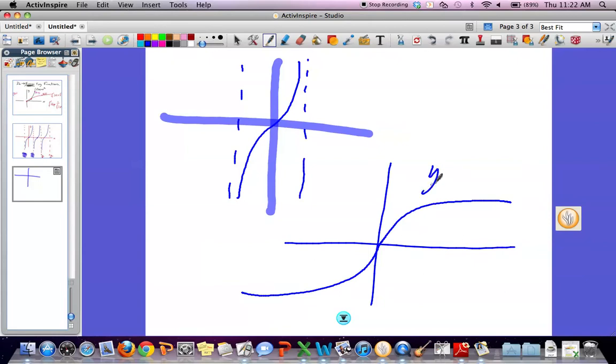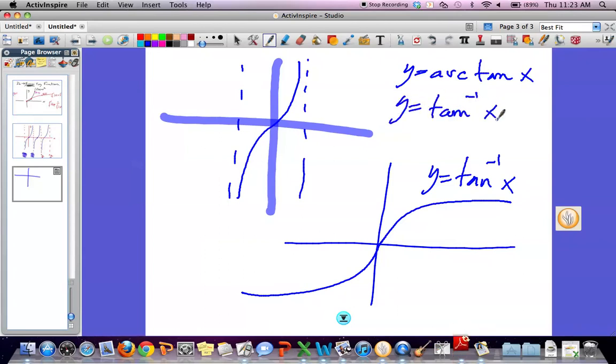This would be the inverse. And we identify the inverse like that. That is the inverse tangent. Some people say arc tangent. So if you ever see y equals arc tangent of x and y equals the inverse tangent of x, these two things mean the same thing.